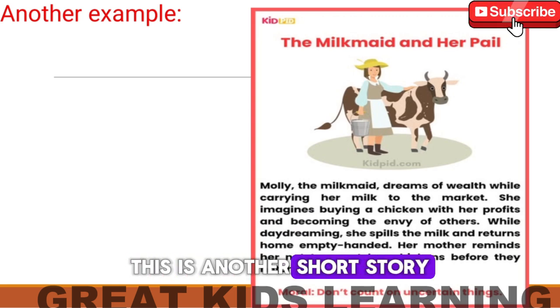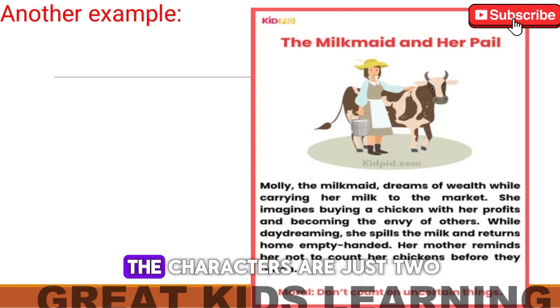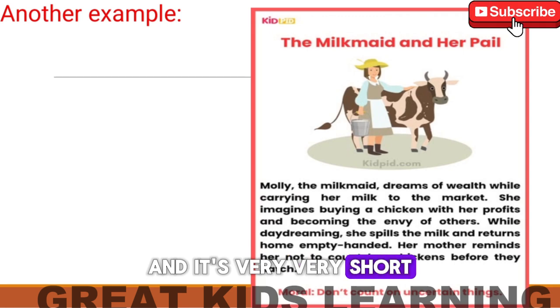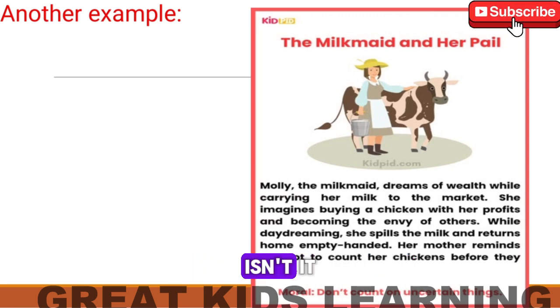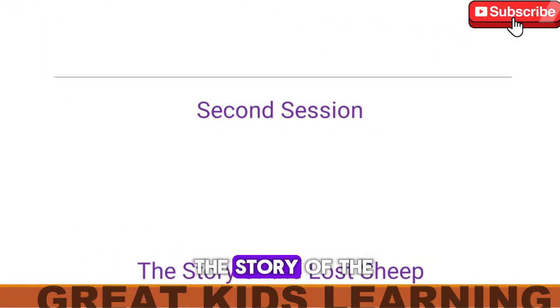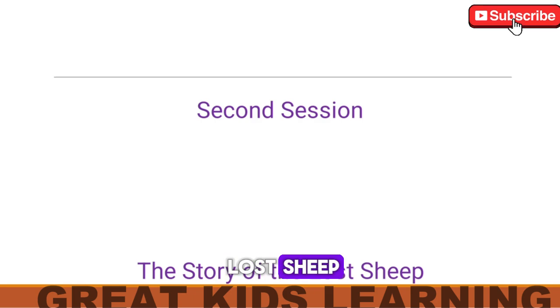This is another short story. You can see that the characters are just 2. Alright? We can see the main idea. Alright? And it's very, very short. In fact, you can memorize this, isn't it? Okay. Now that you've known what short stories are, let's move on to the story of the lost sheep.